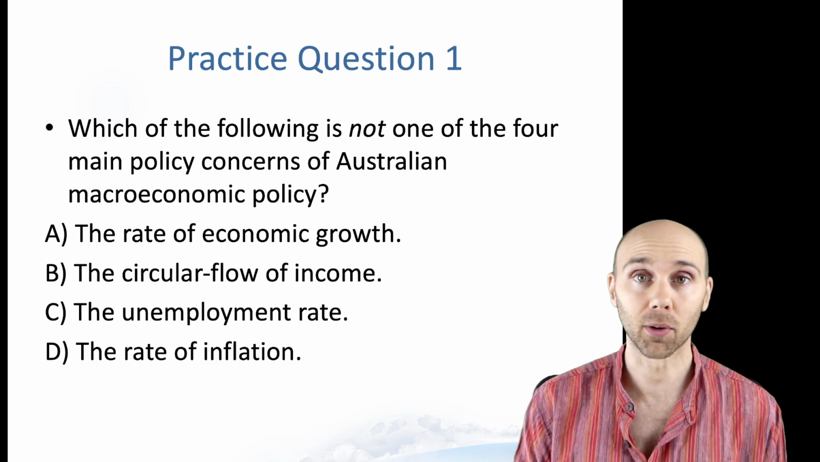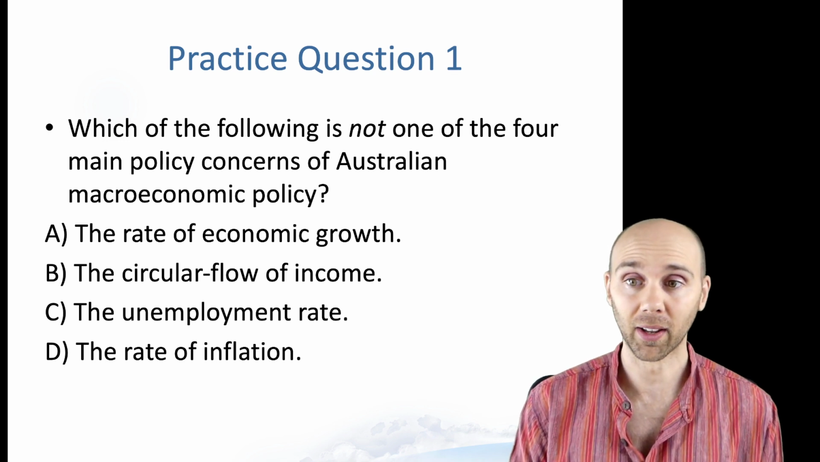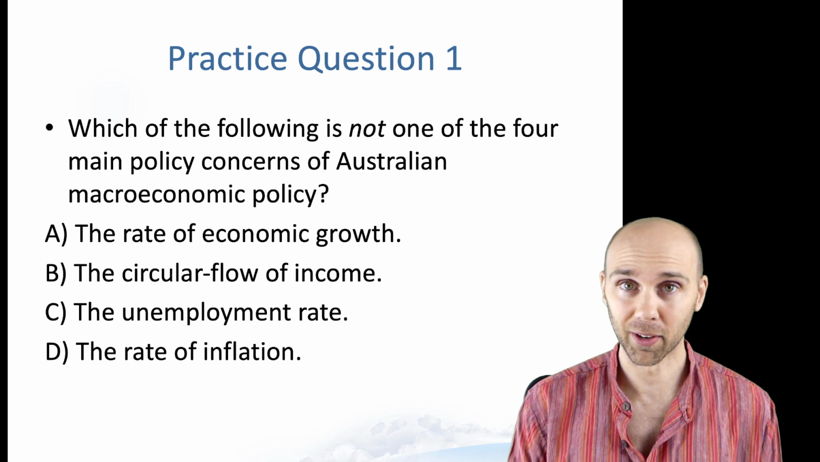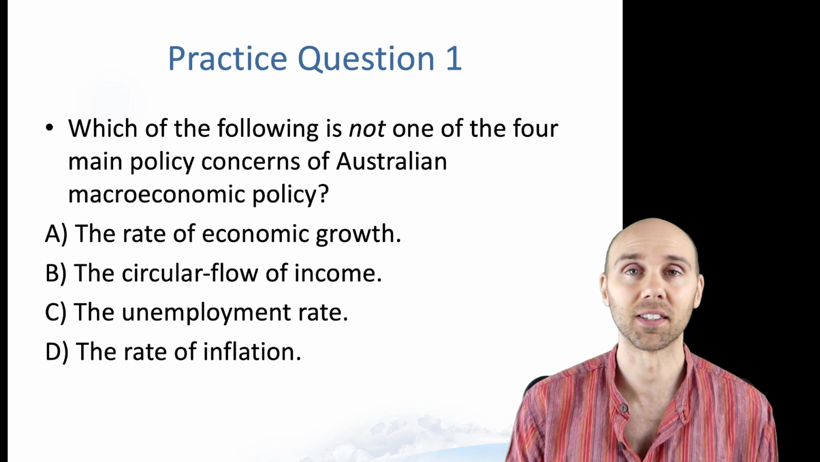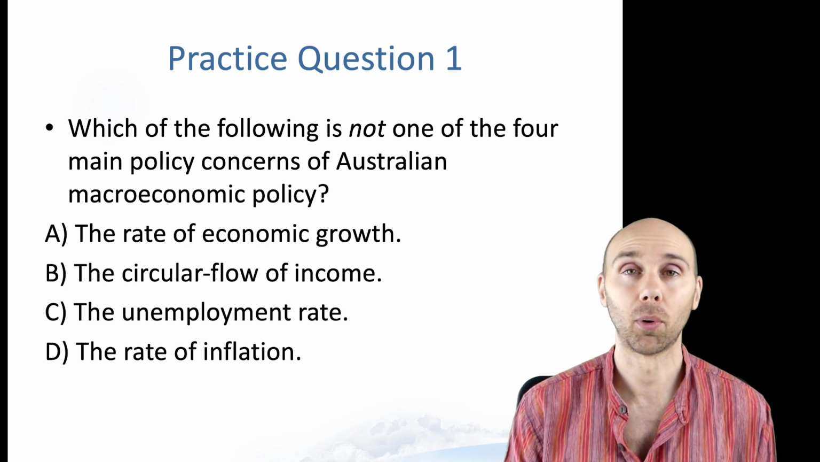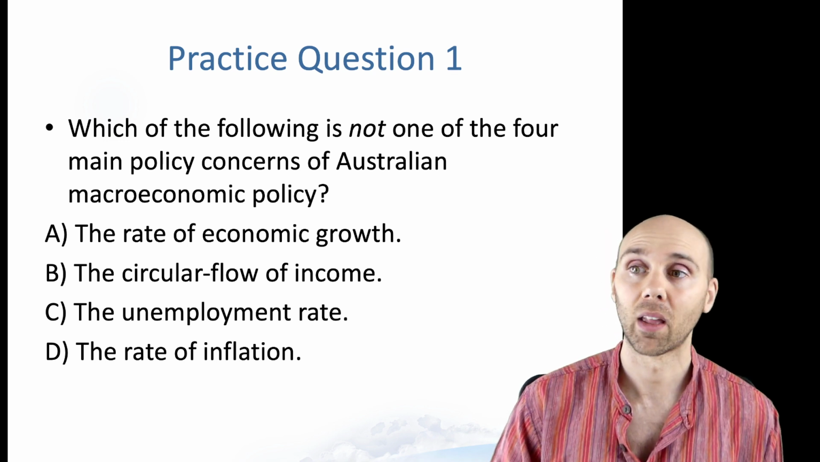The rate of economic growth, the circular flow of income, the unemployment rate, and the rate of inflation. Well, all those terms seem familiar from last week, I'm sure, but which one is the correct answer? Why don't you have a go yourself? If you need more time, pause the video now.